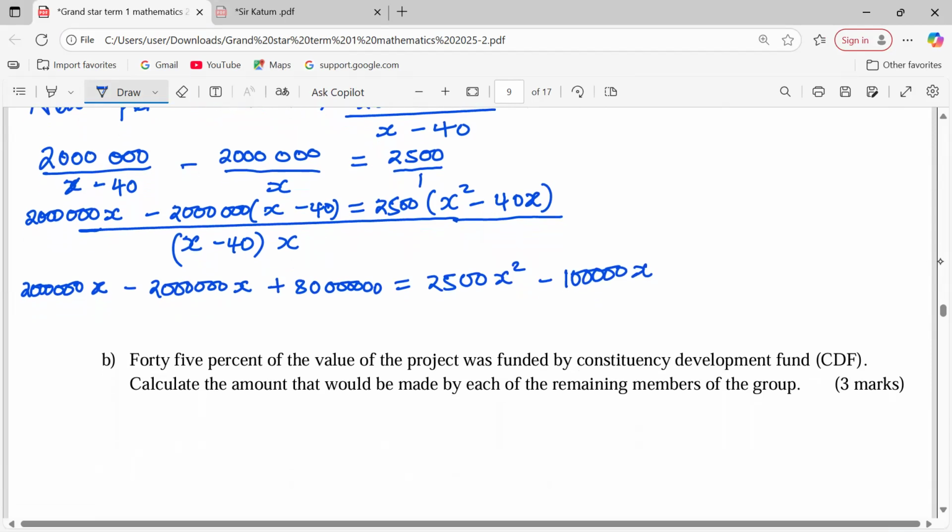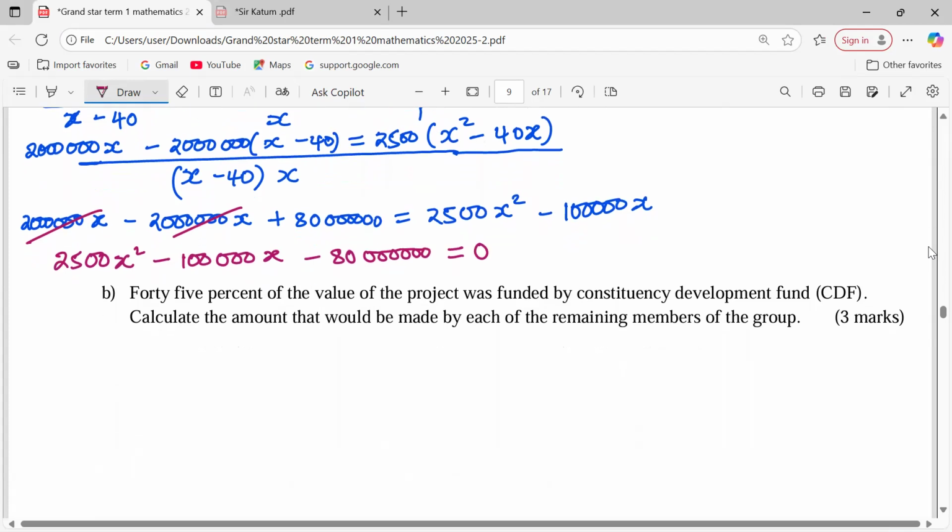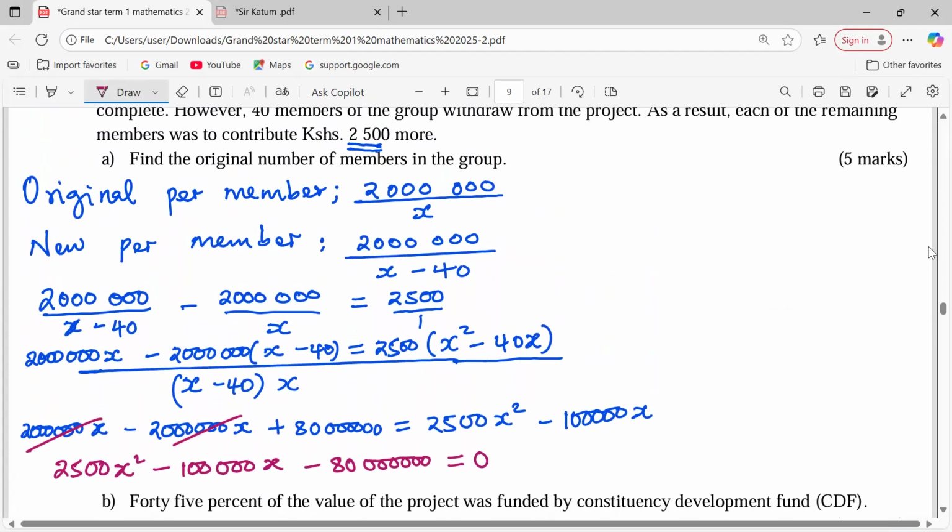That way, if we start grouping terms together, I will have 2 million x minus 2 million x. That one cancels. Then we can have our equation now, starting with 2500 x squared minus 100,000 x. Then the 80 million also becomes negative on the other side, like that. Then we remain with 0. So with this equation, we can group terms together. We can simplify where possible, so that now we solve the equation.